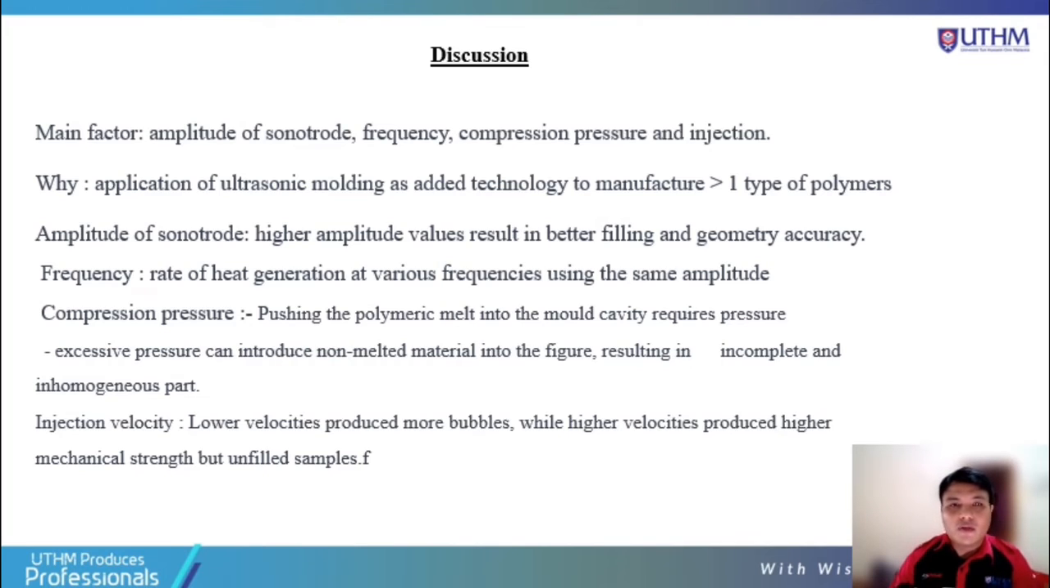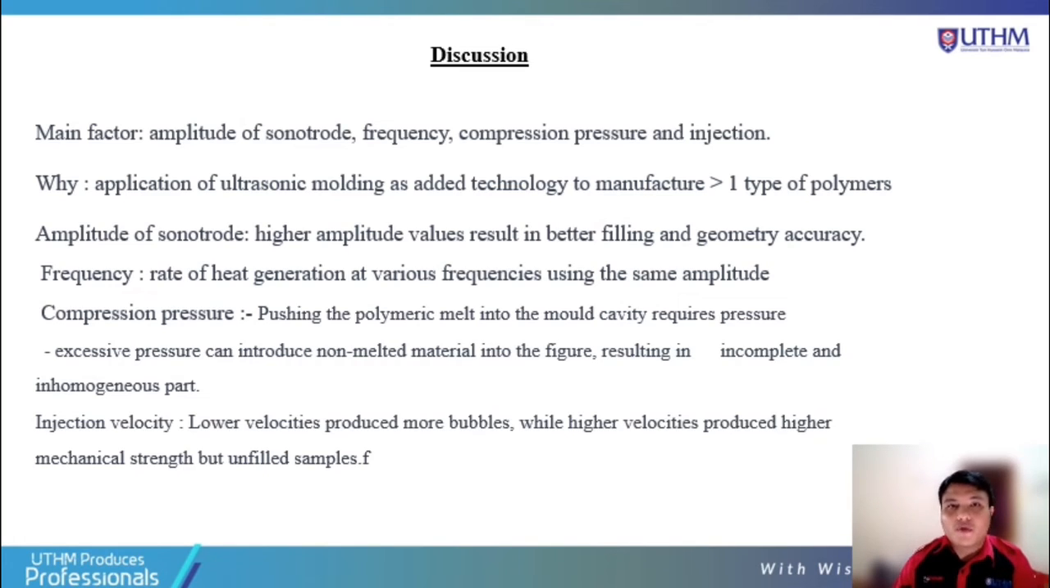the amplitude of sonotrode. Higher amplitude values result in better filling and geometry accuracy. According to the literature review, the amplitude interacts heavily with the other factors governing the manufacturing process, such as compression pressure or velocity, as well as the shape of the polymer pellet. And next is the frequency. The calculated rate of heat generation at various frequencies using the same amplitude shows that the viscoelastic heating rate increases with frequency, perhaps with a limited influence on the polymer temperature.